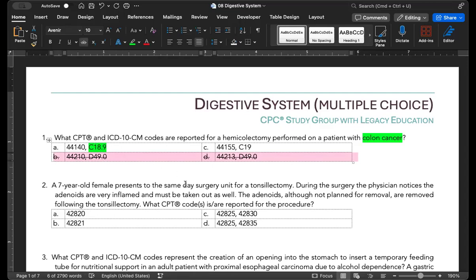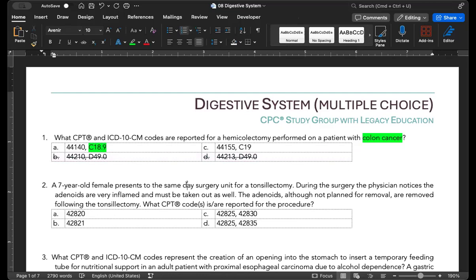So when we're looking at D49, it says digestive system. And when we do the C18.9, it's more descriptive and tells you that it is a neoplasm of the colon. So that narrows it down. That, and yeah, that's what we did.